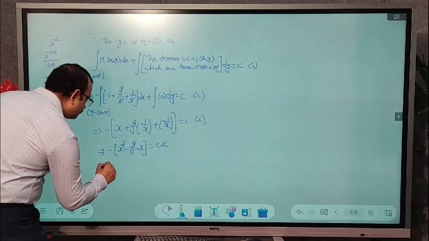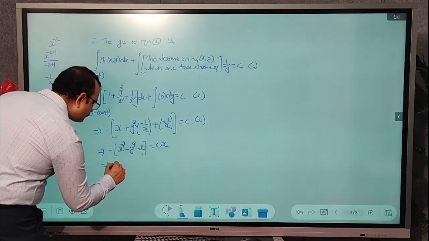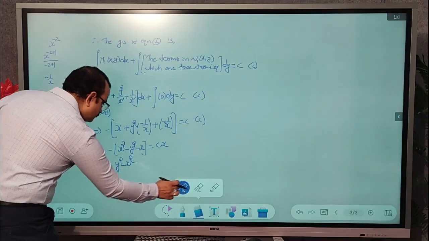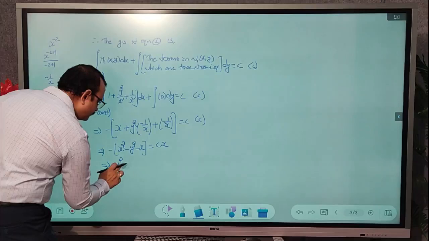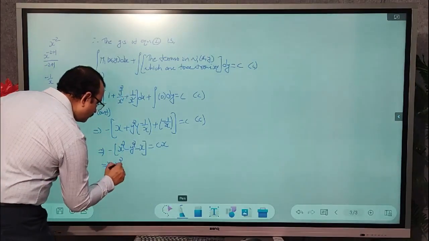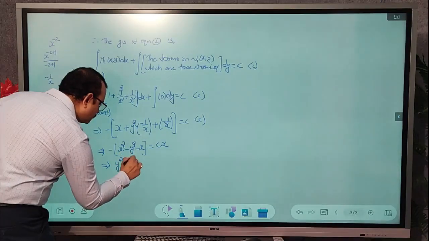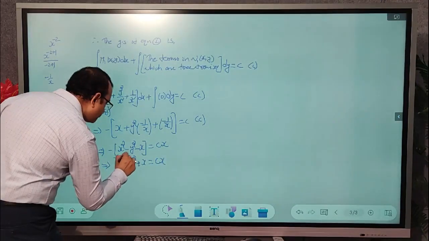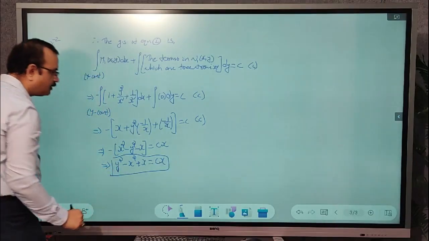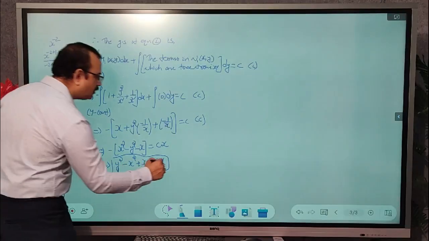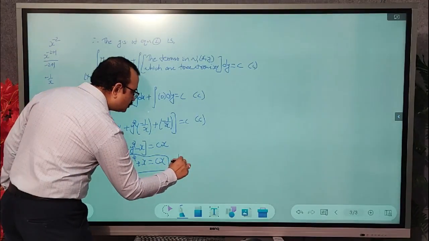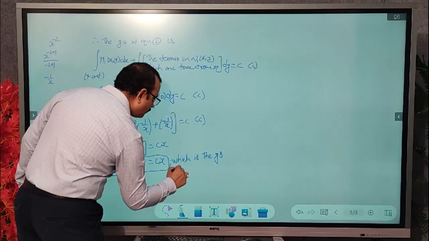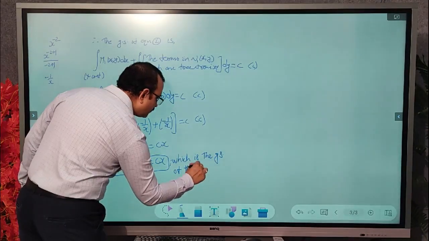If you want, you can multiply with the negative sign also, then we can write it as y square minus x square plus x is equal to cx. Which is finally the general solution for the given differential equation 1.